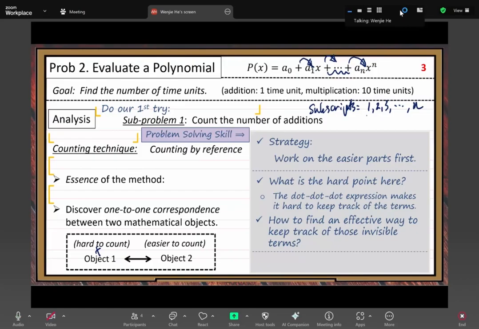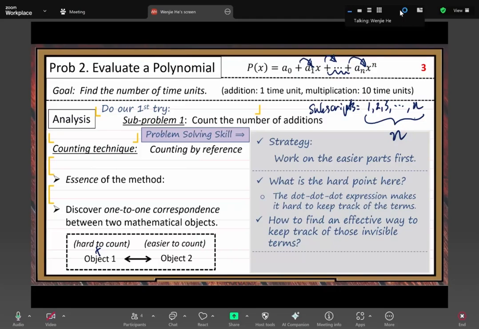Now you do the counting. How many numbers here? Subscripts. Do the counting. How many numbers? N. Now you go back. Based on our one-to-one correspondence, the number of plus signs should be the same as the number of subscripts here.